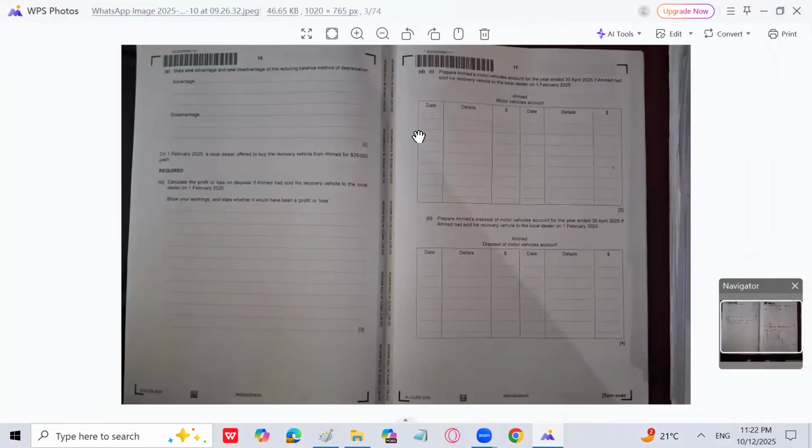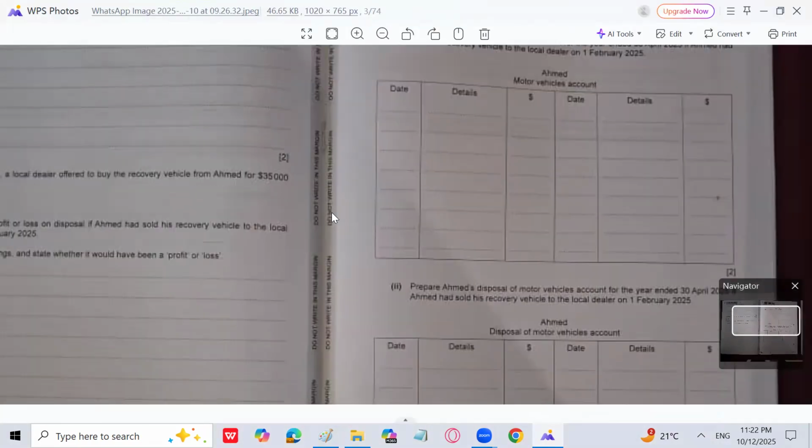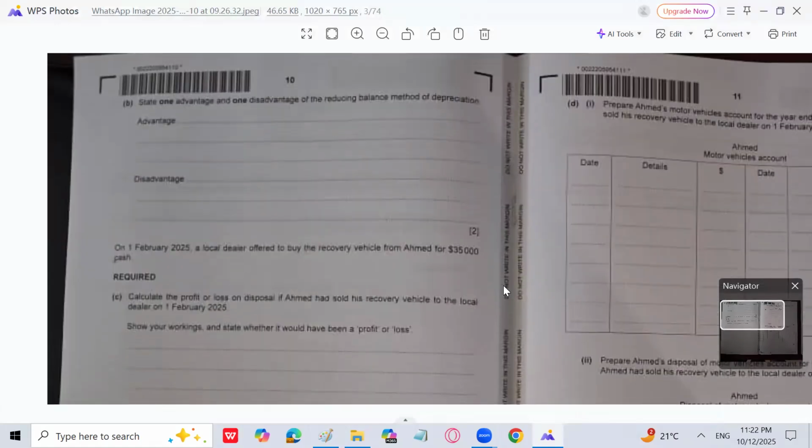So now let's see the other parts. State one advantage and one disadvantage of the reducing balance method of depreciation. Advantage is that it gives more accurate value of a non-current asset because it takes into account book value or carrying value to record the depreciation for the next year. So it gives more accurate value to record depreciation. Disadvantage is it is a more complex method. Then even the net book value will never become zero. If you subtract depreciation and then calculate depreciation, the net book value will never become zero.